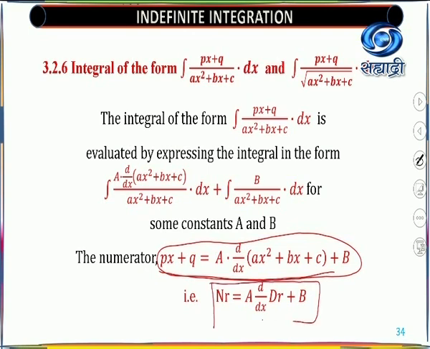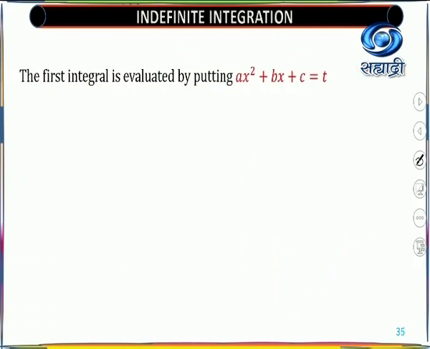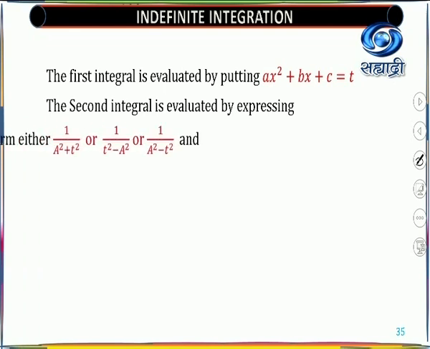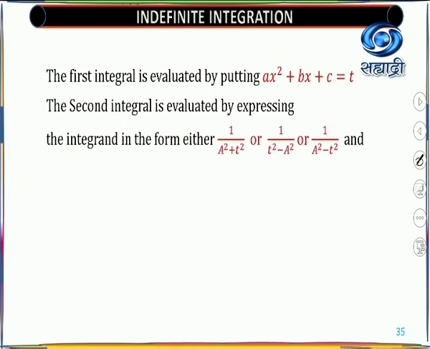Direct formula says that for the numerator, you have to write A times the derivative of the denominator plus B, and comparing, you will get your values. Now the first integral is evaluated by substituting ax square plus bx plus c equal to t, so that your numerator will be dt. The second integral is evaluated by completing the square, and your formulas which we have already discussed in the previous video.